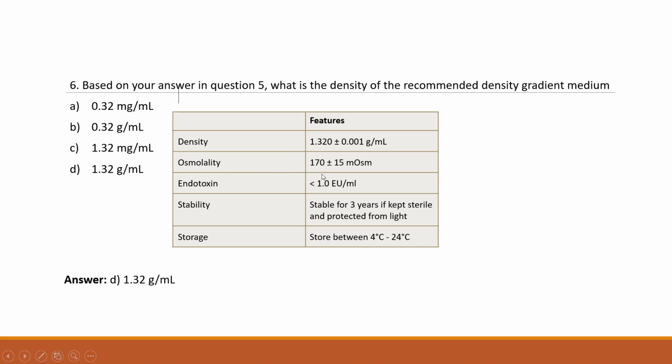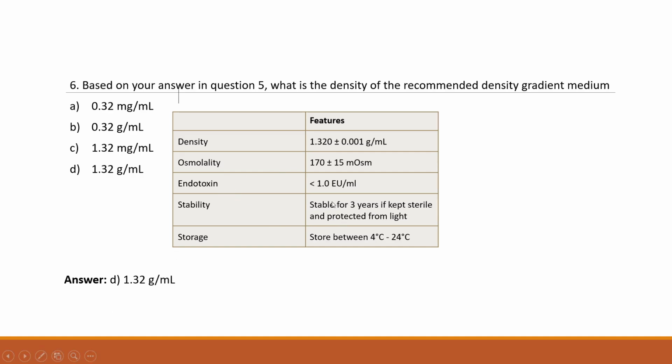Then the osmolality is also given, that is 170 plus or minus 50 milliosmoles, and the endotoxin levels are also given, less than 1 EU per ml. Your endotoxin levels and all this are also very important because, as they have said, it is biologically inert. There should not be any foreign object in this. There should not be any toxic substances or enzymatically active components in this, so that it does not interfere in your assay methods when you're performing your experiment.